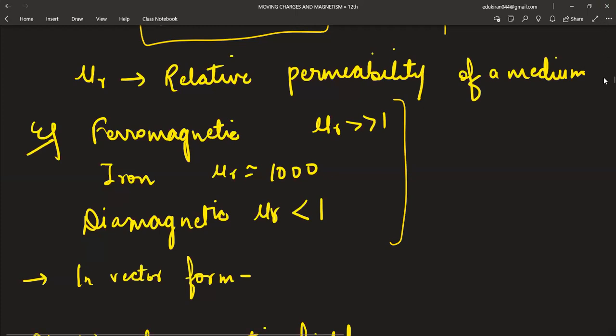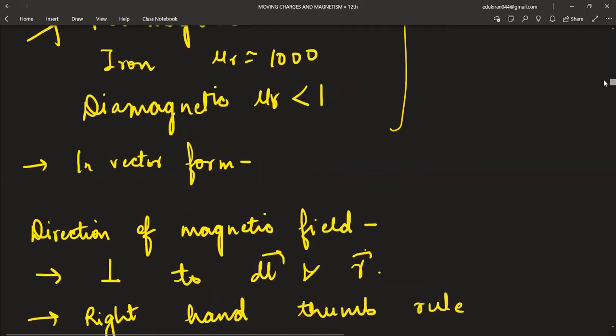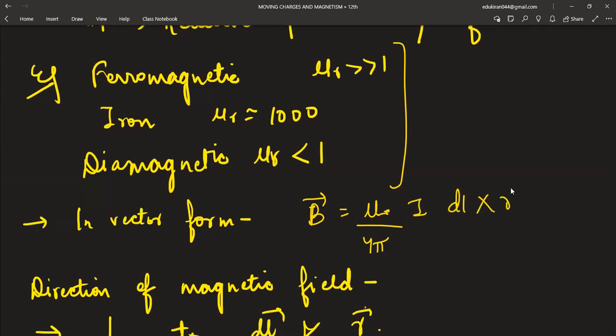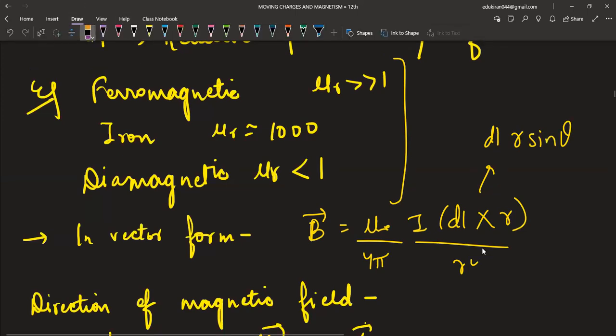Now, one more thing. If we're talking in terms of vector form, so in vector form, you'll just multiply. See, when we are calculating the vector B, this is mu naught by 4 pi I dl cross r divided by r square. See, now this dl cross r means dl into r into sine theta. And here, just one thing, class. This is not r square. This will be r cube.